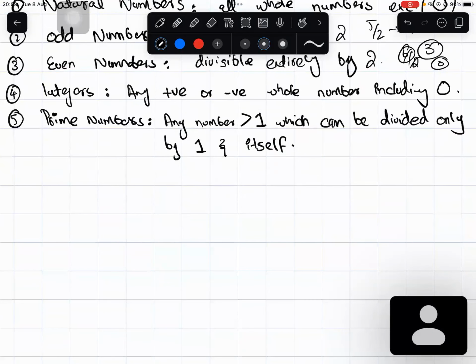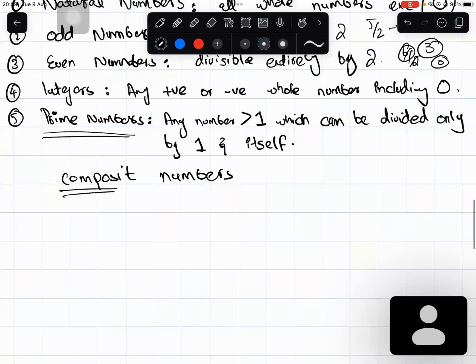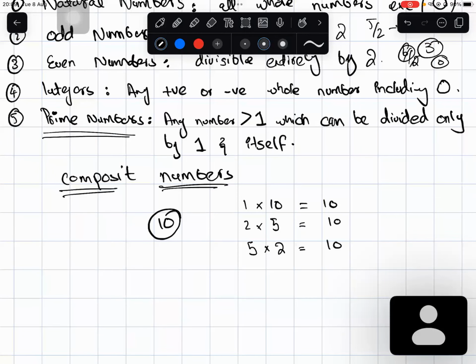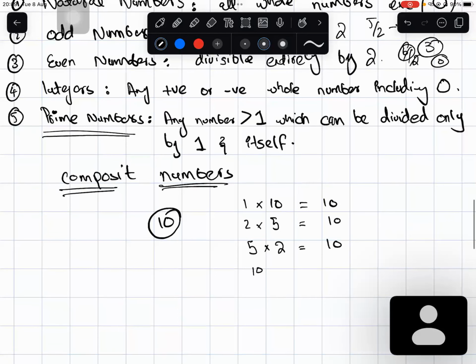When we talk about prime numbers, the opposite of prime numbers is composite numbers. What are composite numbers? Composite numbers are numbers which have more than 2 dividers. For example, the number 10. Now 10 is completely divisible by 1, 1 times 10 is equal to 10. It is also completely divisible by 2, 2 times 5 is equal to 10. It is also completely divisible by 5, 5 times 2 is equal to 10. And it is also completely divisible by itself, 10 times 1 is equal to 10.